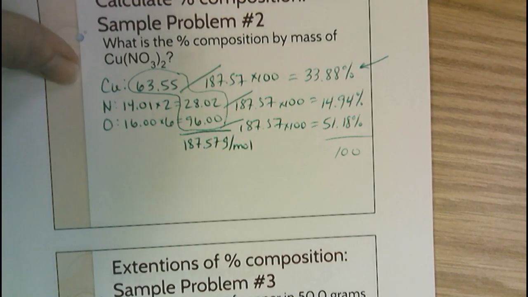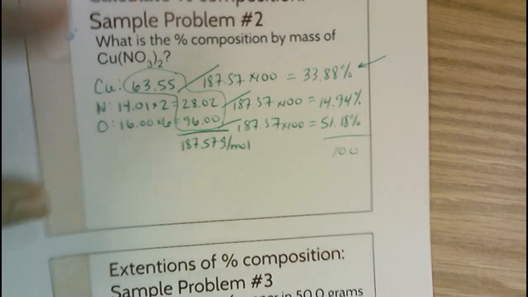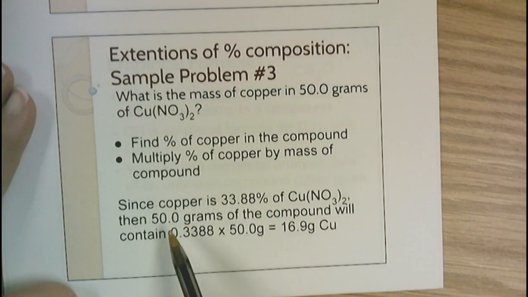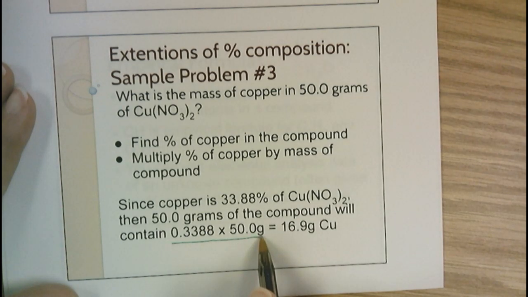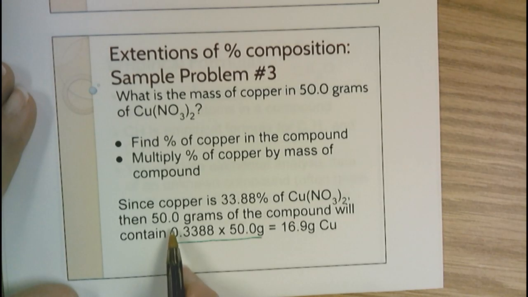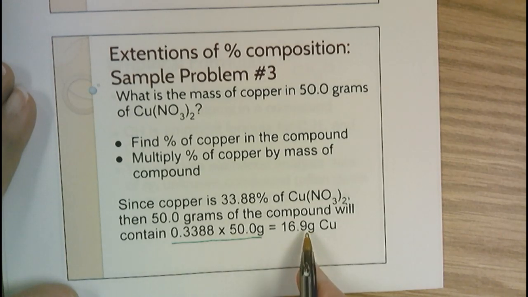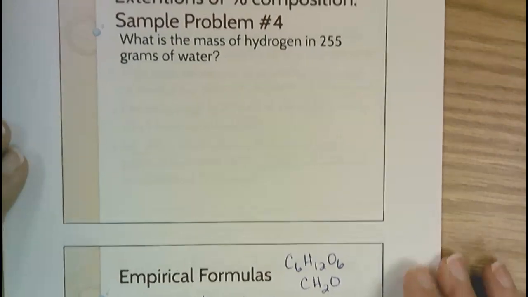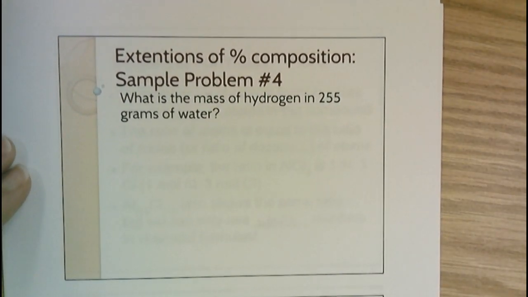If we hadn't done that, then we would have to do a percent composition problem like this to find out that number. But since copper is that percent of copper 2 nitrate, then 50 grams of the compound will contain, well, we just multiply the percent times the mass of the whole compound. Now remember, when you multiply a percent, you got to move the decimal point over 2. And we get 16.9 grams of copper. So if you have 50 grams of copper 2 nitrate, 16.9 grams of that compound is copper. So let's do one more like this. You guys can pause the video and practice it and try it out on your own, and then come back and see if you get the right answer.